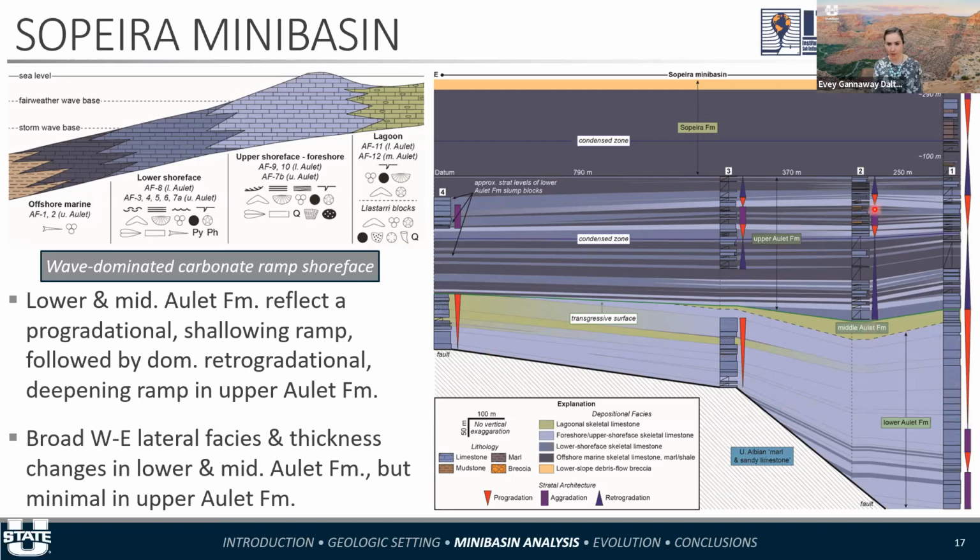So then if we go into our upper Aulet, we see something starkly different. We see very minimal differences in our strata. So they're kind of railroad tracks from west to east. And they thin much less, less than 20% thinning from west to east. So we've got these very consistent belts of facies with very minimal thinning in the upper Aulet formation.